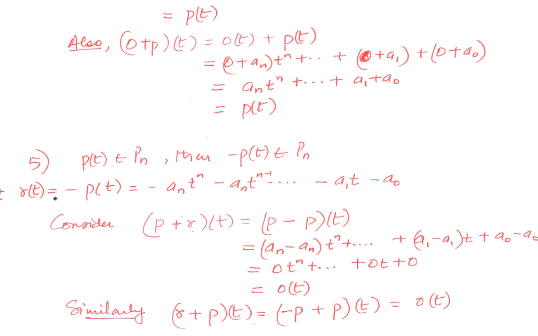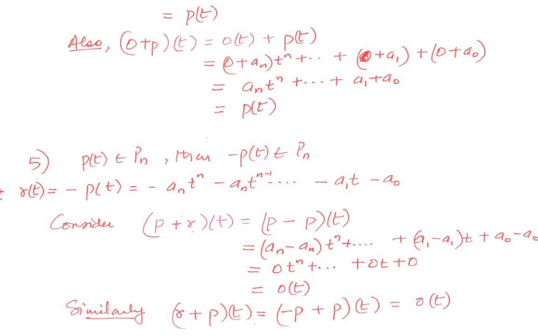I'm going to make my life easier, so I say, hey, let this be r of t. Then when I add p plus r of t, it is p minus p of t, which basically means an minus an times t to the power n, that's the variable of the polynomial, tn. It's a polynomial of degree n, plus dot dot dot, a1 minus a1 t plus a naught minus a naught. So everything is 0, 0, 0. We get the zero vector, which is coming from here. Okay, now these were all 5 additive axioms.